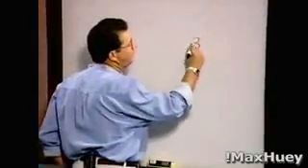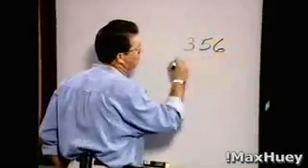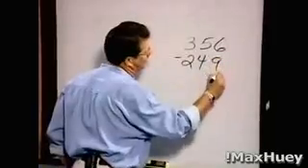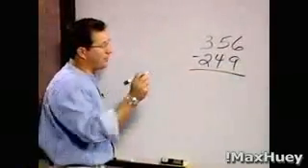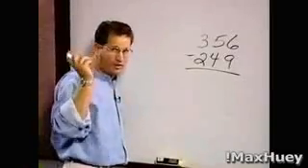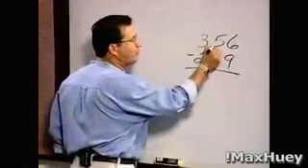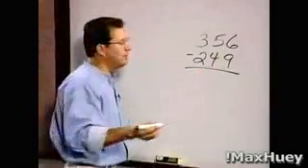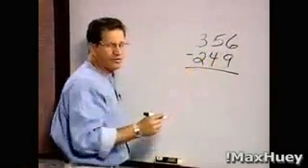Let's do 356 minus 249. Now, let's start on the left. What's 300 minus 200? We have 100 going. That's our base number. What's 50 minus 40? You should get 10. So now we've got 110 so far.